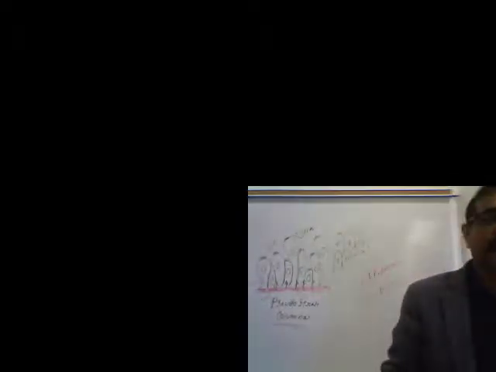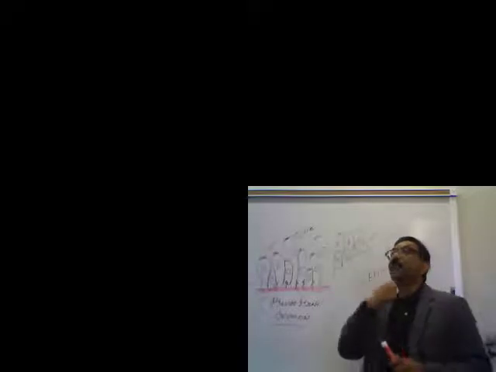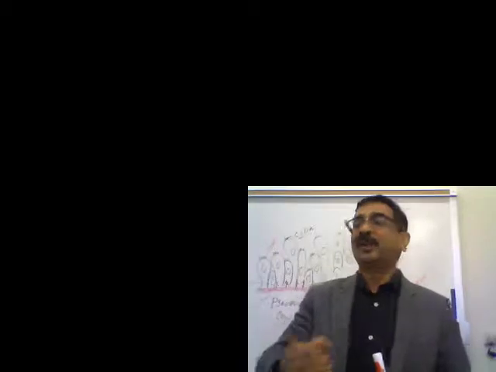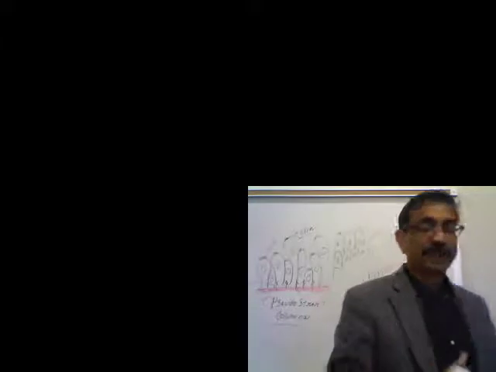So stratified squamous. Number 3, esophagus. Esophagus is a narrow tube. When you swallow, the food bolus passes through that narrow tube, so the chance of friction is high. That is also stratified squamous. Inner lining of the vagina. Okay. So these are the places where you will find stratified squamous.